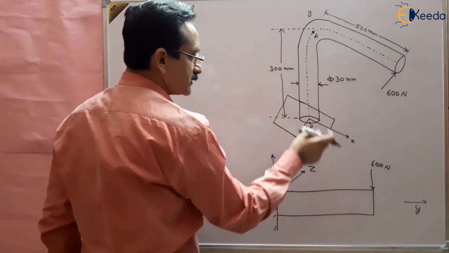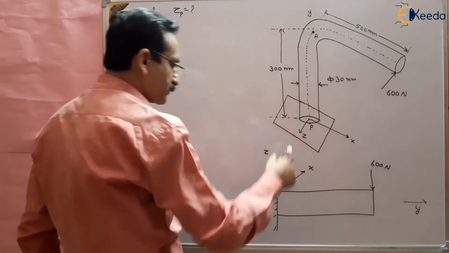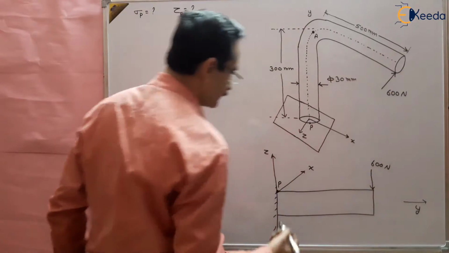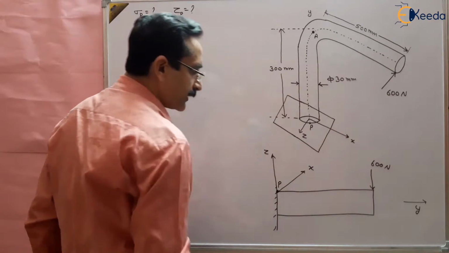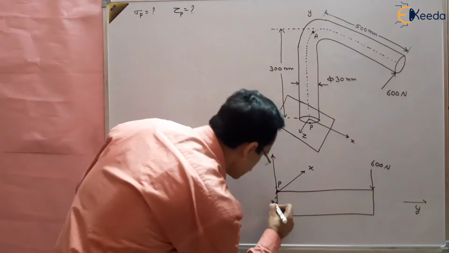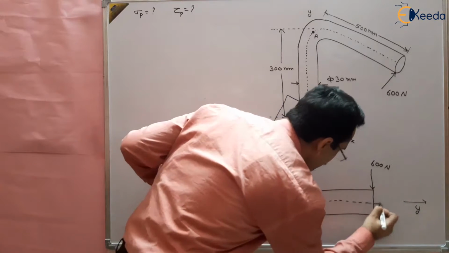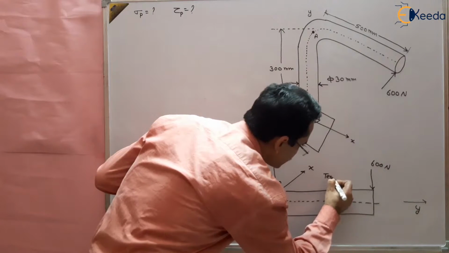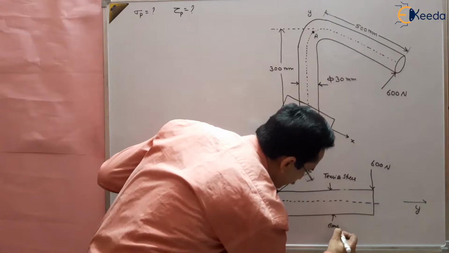This is the Z direction because the 600 Newton is applied in the Z direction, and this is the X direction. So the 600 Newton load is applied opposite to the Z direction. When this load is applied, it will try to bend at point P, so that there will be tensile stress. This bending moment is such that tensile stress will be developed in this outer fiber, and compressive stress will be developed in the lower fiber.